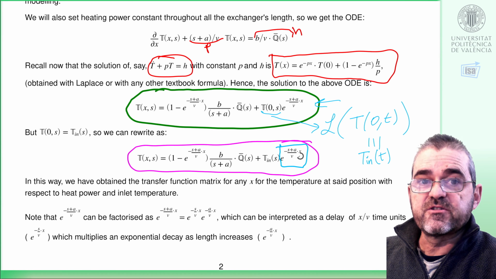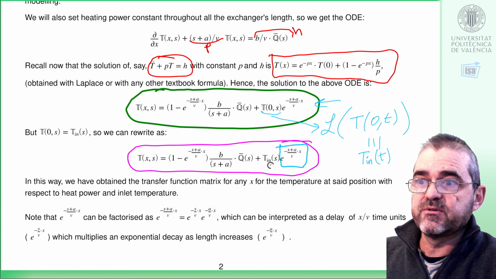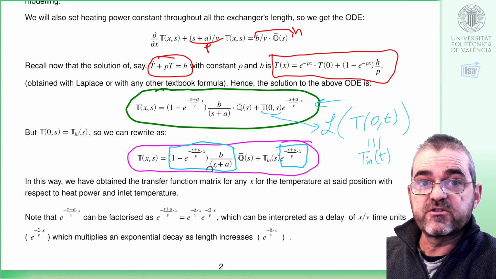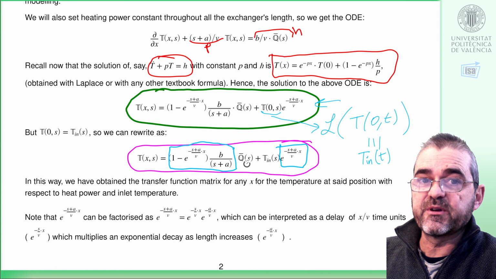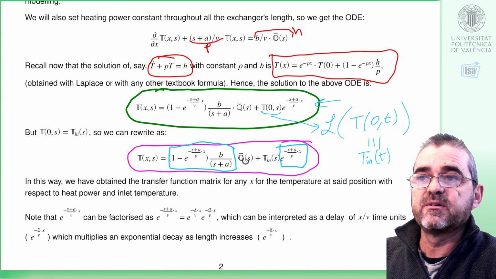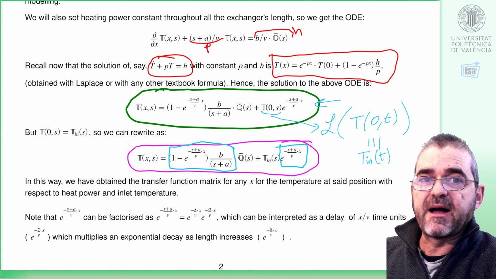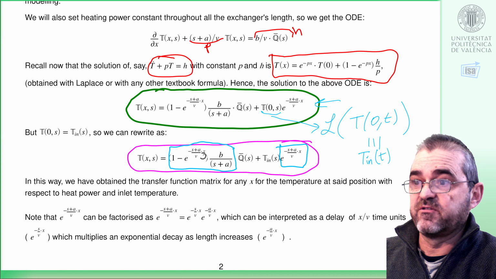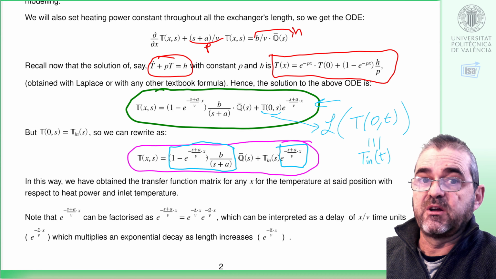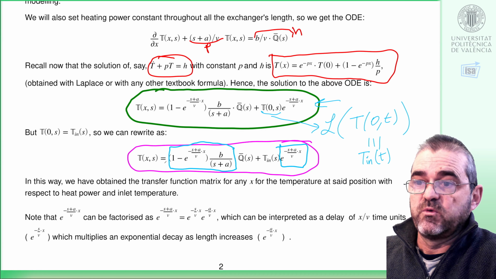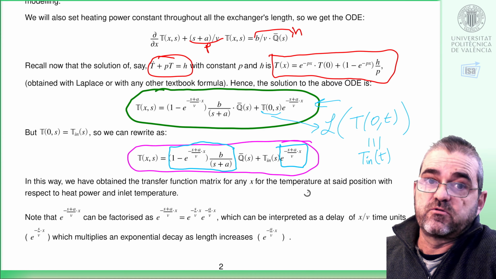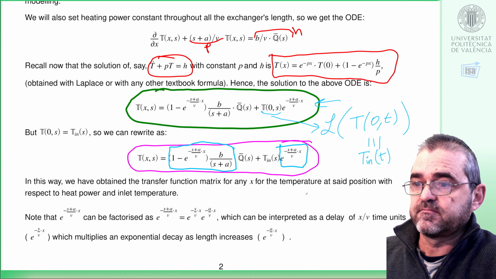This is the transfer function that multiplies the input inlet temperature. This is the transfer function that multiplies the heating power per unit length, assuming uniform heating, constant power per unit length along all the pipe. Note that we have a different transfer function for each x, because indeed the transient will be different for x close to the left or x close to the right end, let's say.